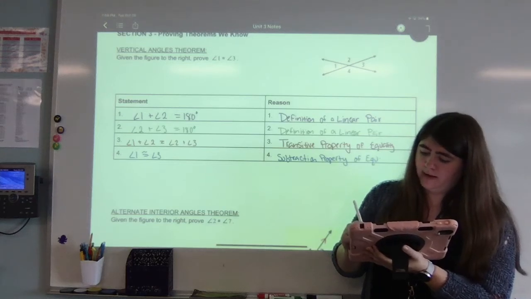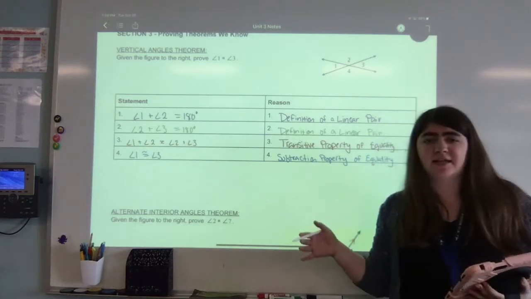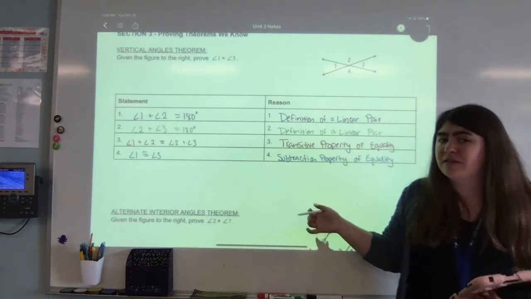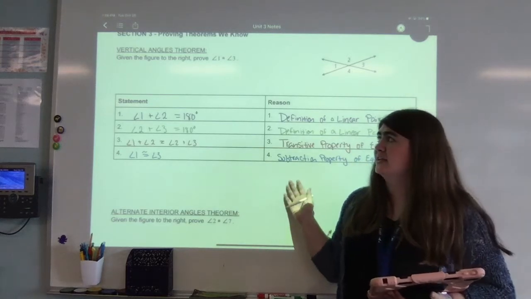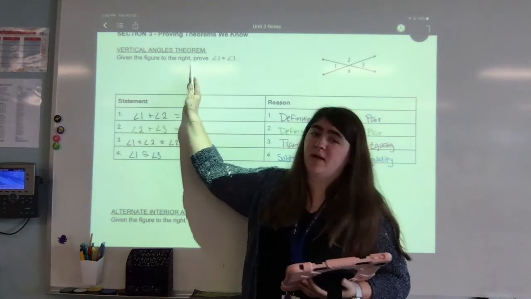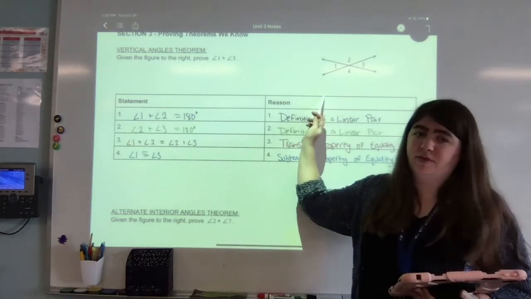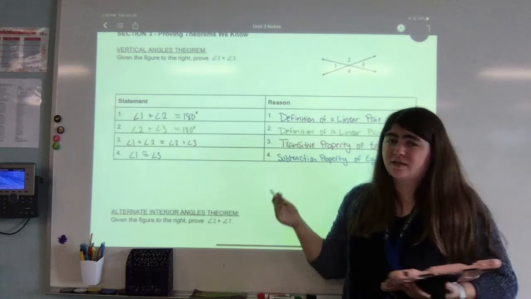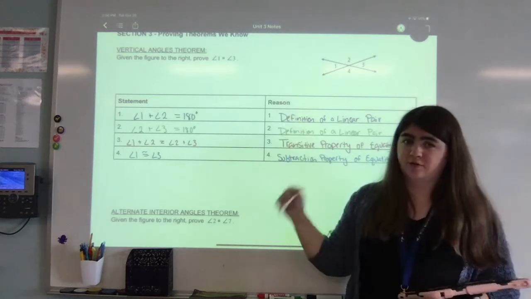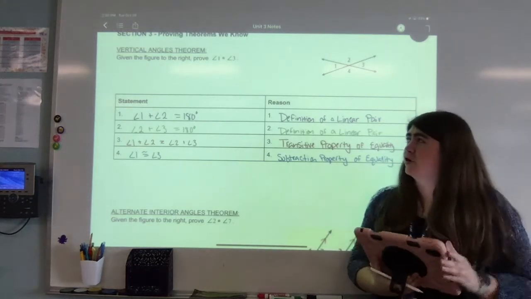Alright, now that we've finished this one, you might be noticing that there wasn't a line that said given on it, and there actually is a given statement in this one. I just didn't write it down. The given statement is the figure to the right. So we would say, given the figure to the right, because it's given. Because it says given in there twice, we are skipping that piece, but that would be your first line. Alright, so that's the proof of the vertical angles theorem.